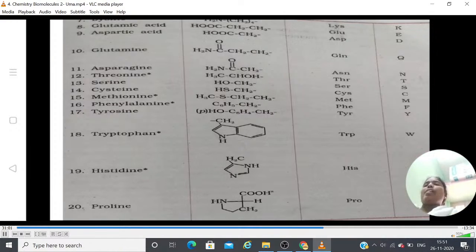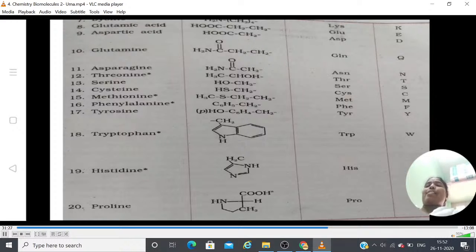Okay, next amino acid, glutamine. In this amino acid, the structure of the alkyl group is NH2COCH2CH2. The 3 letter symbol of glutamine is GLN, and the short code of glutamine is Q.